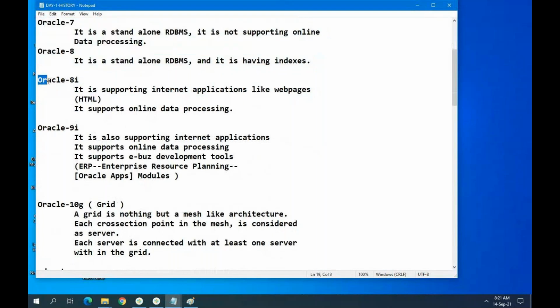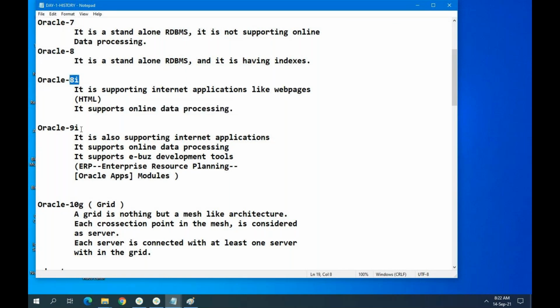8i. What is Oracle 8i? I for internet application, meaning web page. From 8i onwards, the Oracle database supports online data processing. Anybody can access information online from 8i onwards.